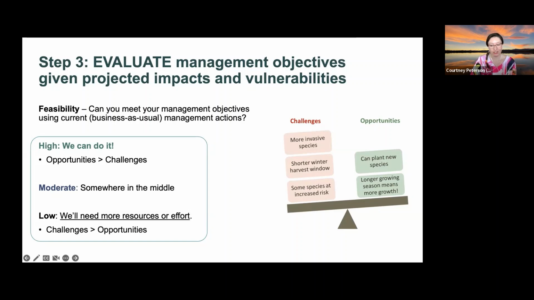There's going to be more challenges than there are opportunities. We're going to need more resources and more effort. And the management options that we have available to us may not be sufficient to overcome those challenges and achieve our management objectives under climate change. So this is a time for us to pause and reflect and decide, do we change our management goals and objectives because we have low feasibility under current management?